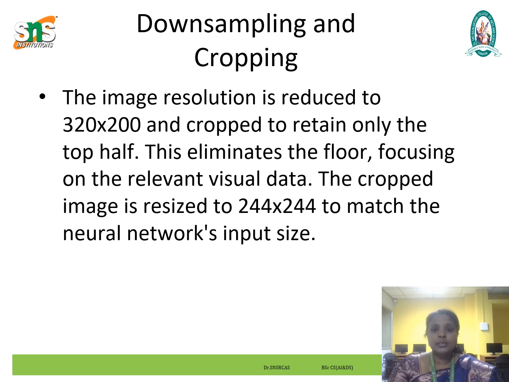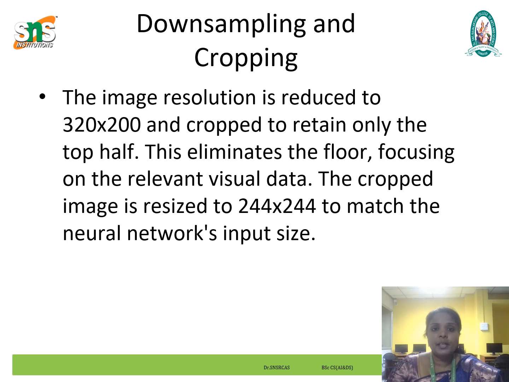First, we see the downsampling and cropping. Downsampling and cropping are essential pre-processing steps aimed at reducing irrelevant information and preparing the image for neural network processing. In this case, the resolution of the image is first reduced to 320 by 200 pixels, which simplifies the data by decreasing the total number of pixels the network has to process. This reduction also helps to eliminate minor irrelevant details while retaining the overall structure of the visual information.